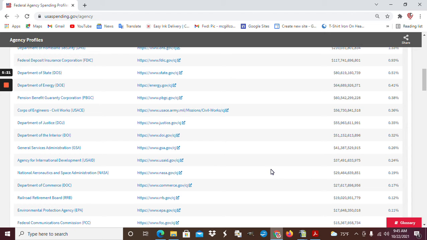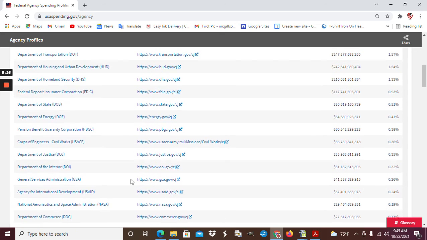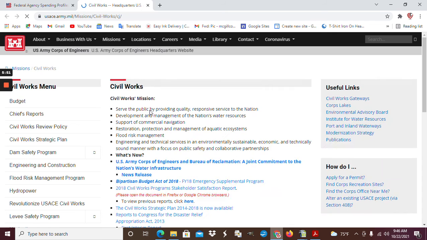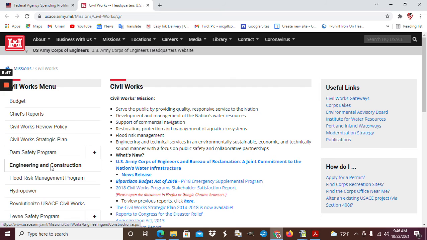But you definitely want to try to get to know these agencies. You know what I'm saying? When you go into the Corps of Engineers or whatever, you definitely want to get to know these agencies and what they're doing, where they're spending their money, what they're spending their money on. You want to get to know all that. If you have to, click on some of these links, go over to their websites, do a little research on them. Here's a site here on engineering and construction.